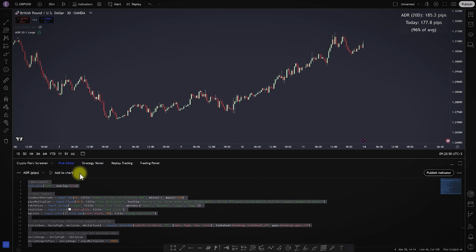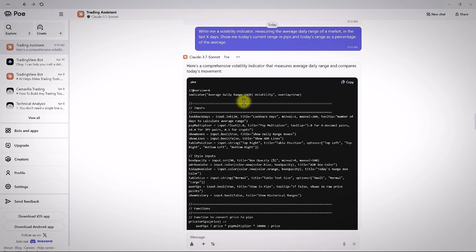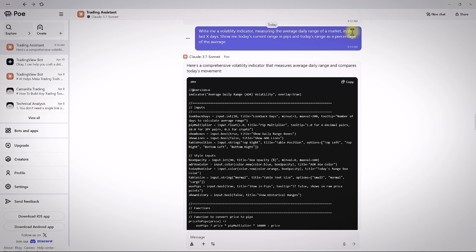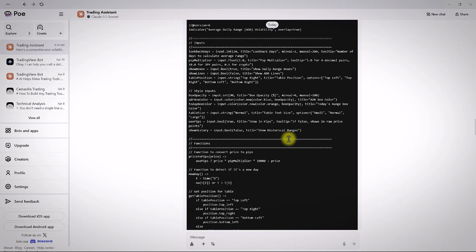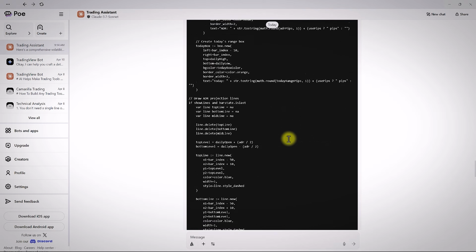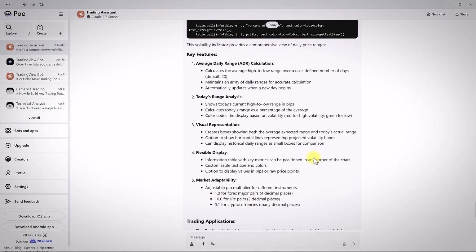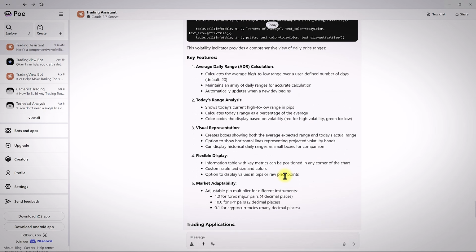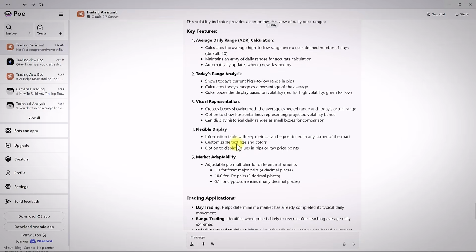This helps me understand market volatility and how much a market has moved today compared to its typical daily movement. This tool answers key questions. Is today more or less volatile than normal? Has the market already reached its typical daily range? Is there still room for price to move?